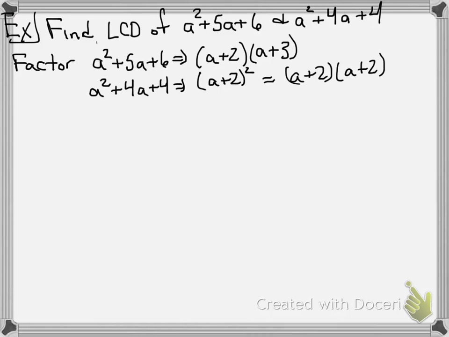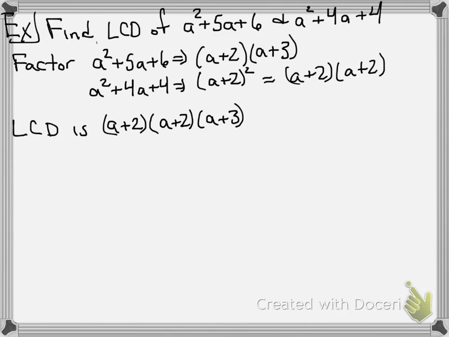Okay, so what we want to do here to find our lowest common denominator, we really want to find all of the separate terms that are in here, okay? So the top, or the a squared plus 5a plus 6, is composed of an a plus 2 and an a plus 3. The second term is composed of an a plus 2 and another a plus 2. So in order to make the top term look like the bottom term, we have to multiply it by another a plus 2.